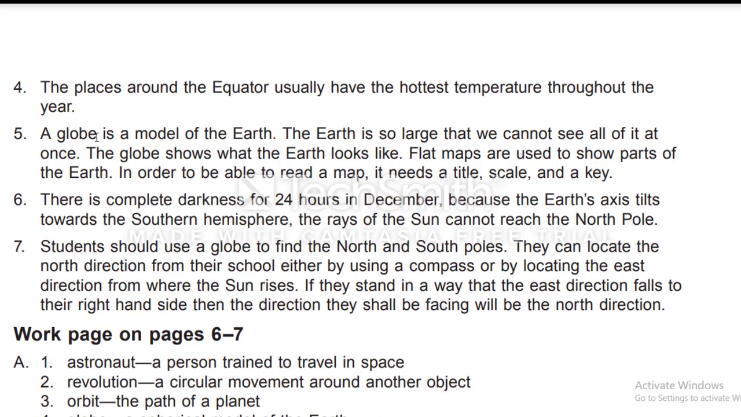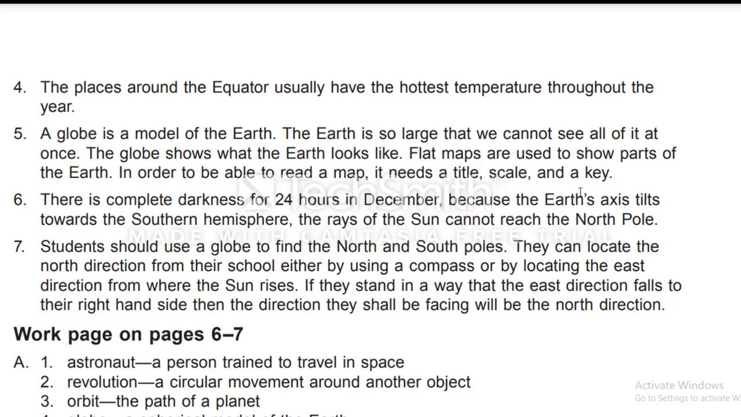Question number 5. Explain what a globe and a map are, and the differences between them. A globe is a model of earth. Earth is so large that we cannot see all of it at once. The globe shows what earth looks like. The flat maps are used to show parts of earth. In order to be able to read the map, it needs a title, scale and a key.